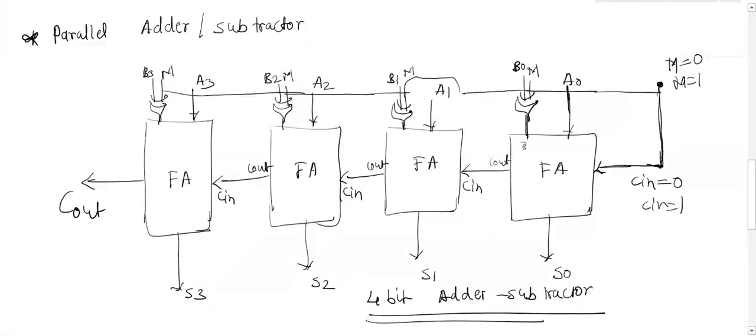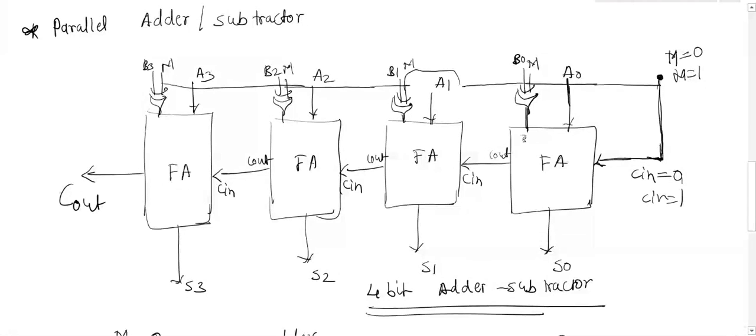Clear? Now in this way, by using the XOR gate and by using the mode control input, we can implement a single circuit acting as a parallel adder and subtractor to perform the addition and subtraction.